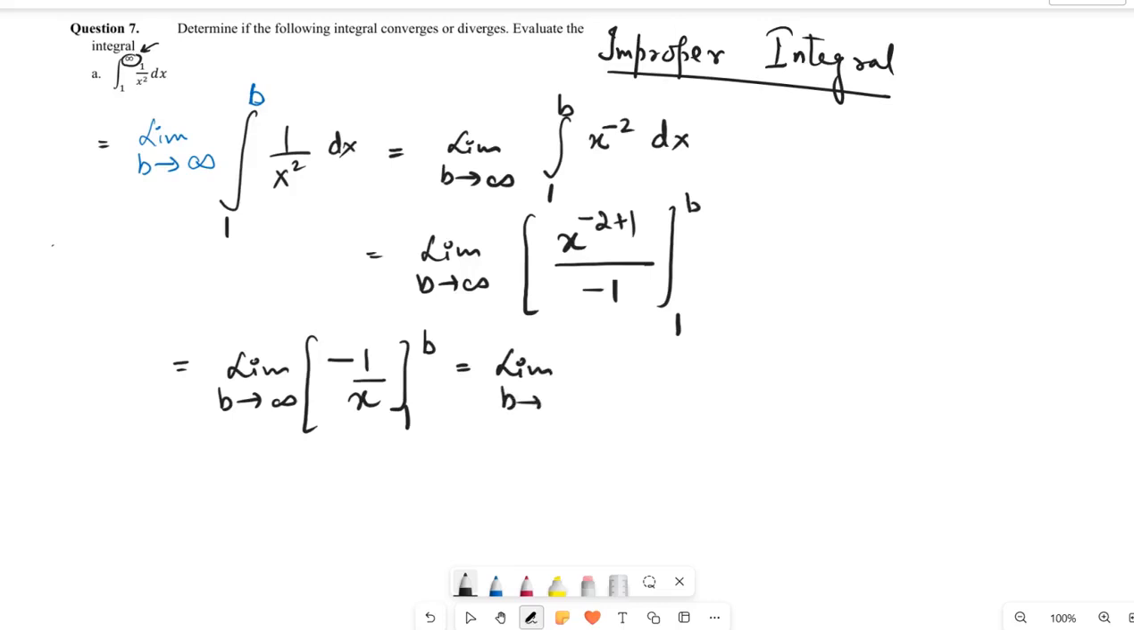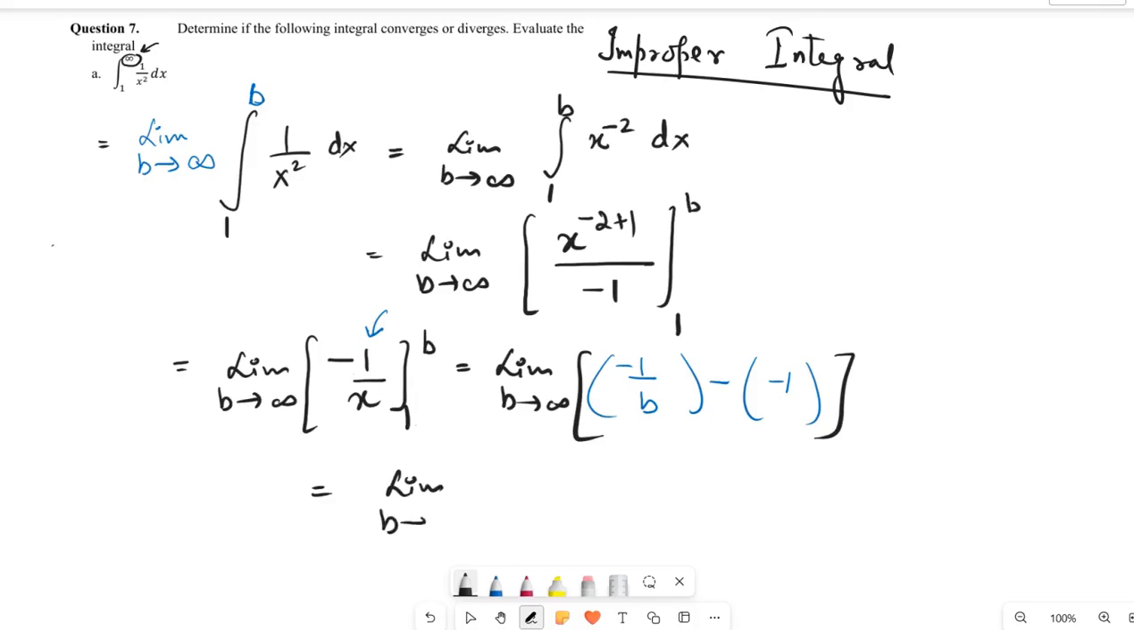Now we put the limits. First we put the upper limit, minus the lower limit, in the function. When I put b in here, it becomes -1 by b. When I put 1 in here, this becomes -1. So basically, I have the limit as b approaches infinity of -1 by b plus 1. Now, the only thing left to do is the limit as b approaches infinity. This is the variable now which is approaching infinity. You understand that 1 by b approaches 0 if b approaches infinity. So this whole thing is going to approach 0.